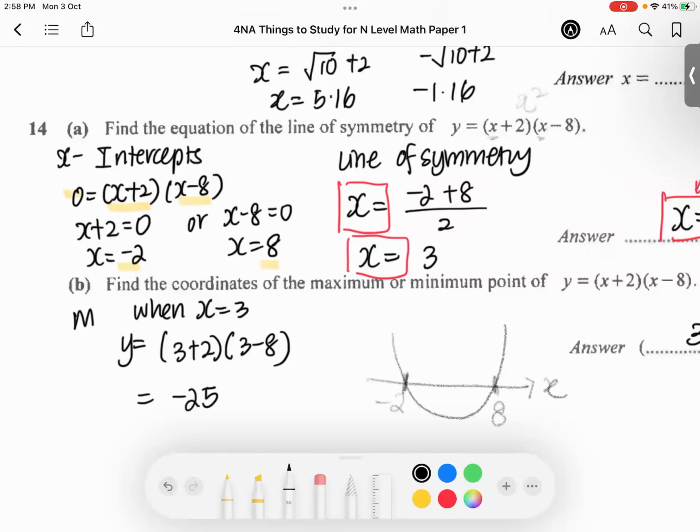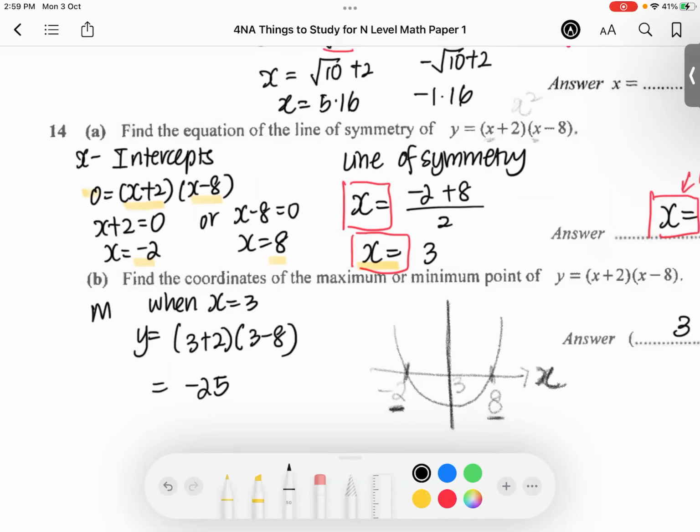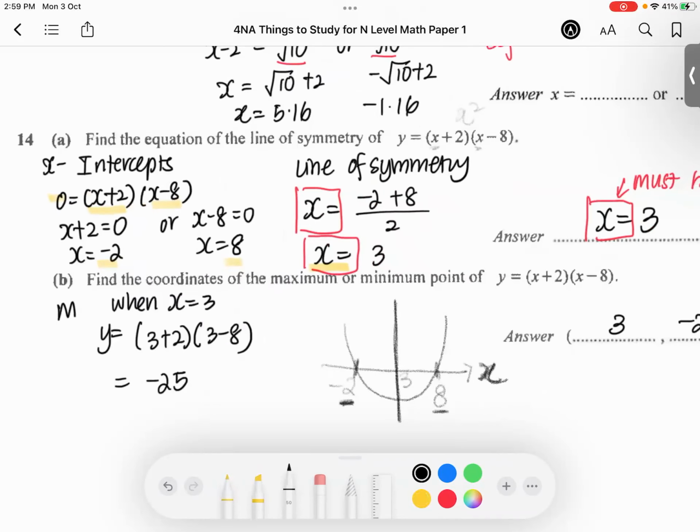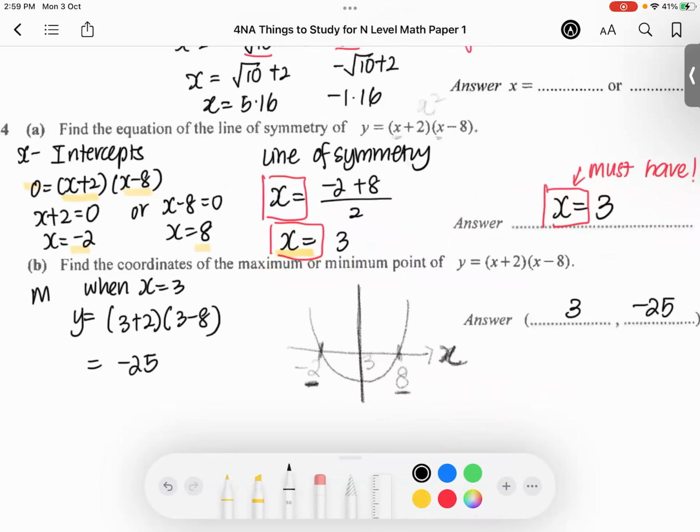Next, they ask me to find the line of symmetry. x equals what? I take this number plus this number, add them together, divide by 2. I get the number 3. But remember, number 3 is not an equation. The line of symmetry is a vertical line that cuts the x-axis, so you must make sure you have x equals to something. So x equals 3. They want you to write down the equation for the line of symmetry. Must have letter x.